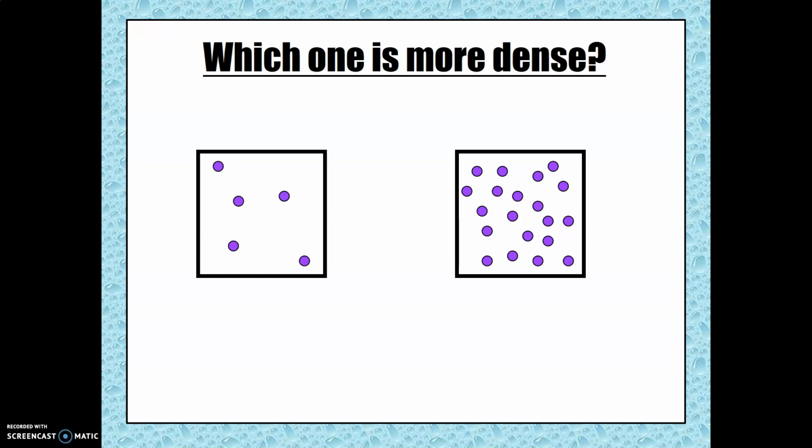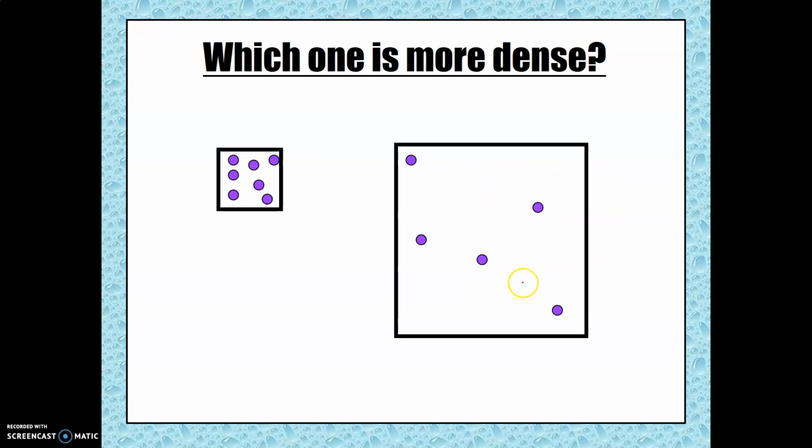So which one of these is more dense? The volume is the same, so this time we're going to be looking at the mass, and we use our little particle diagrams to represent the particles we have. The more particles, the heavier the mass. So the one that is more dense would be the one with more particles.